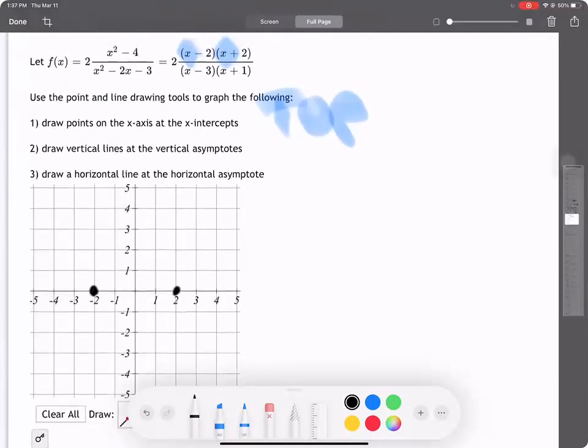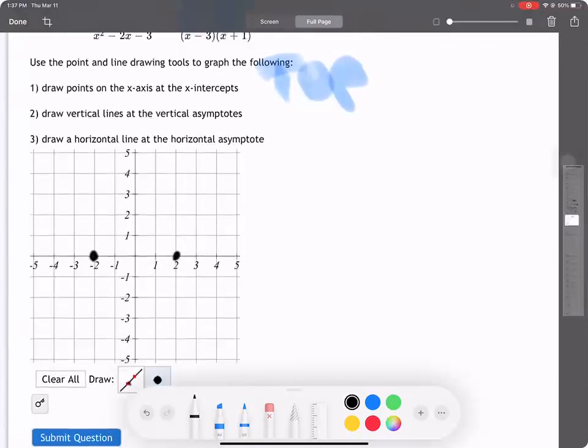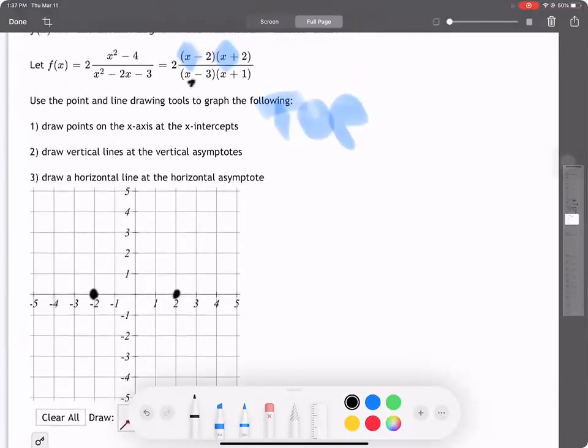Next thing, graph the vertical asymptotes as lines. So I'm going to click that, and we're going to draw lines at, check it out, 3 and -3. That's my vertical asymptote. So +3 over here. I'm going to draw a line. And -3. No, sorry. Oh my gosh. Why did I write -3? I meant -1. -1.